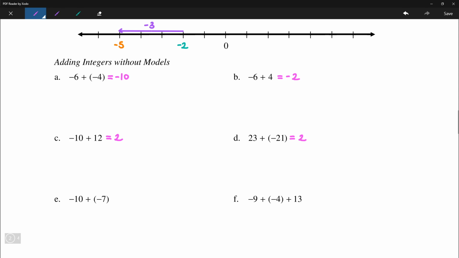From there, we have negative 10 plus negative 7. So we start at negative 10 and move 7 spaces to the left, which results in a more negative number, negative 17 in this case. And finally, if there are multiple additions, we're going to complete one at a time, moving from left to right. So in this case, negative 9 plus negative 4 would give us negative 13. And negative 13 plus 13 will give us 0. Okay. So that should give us a good idea on how to add integers with and without models.